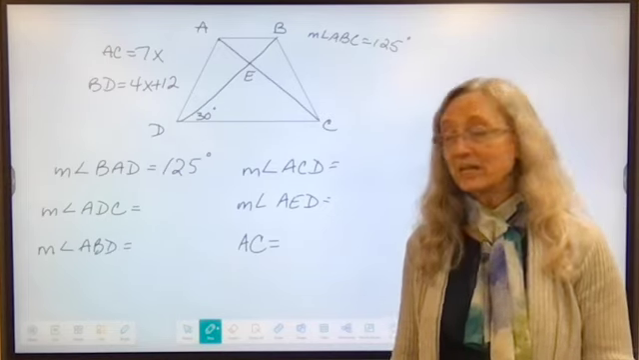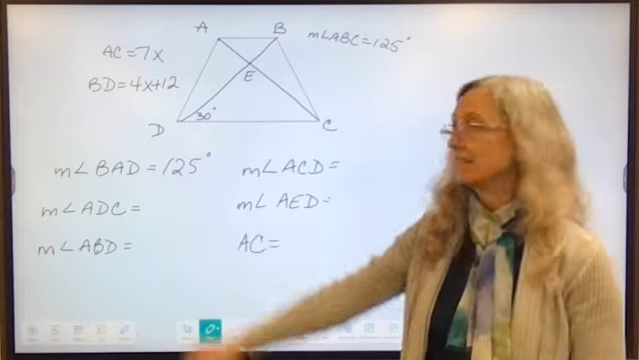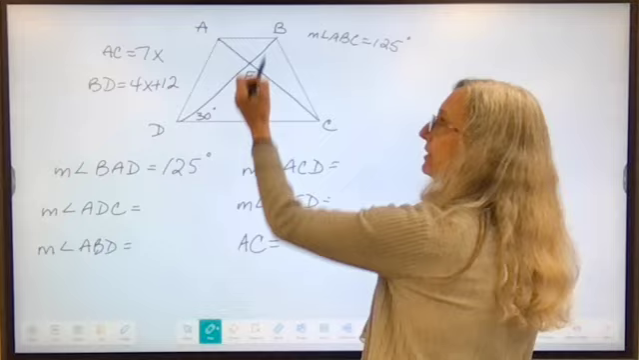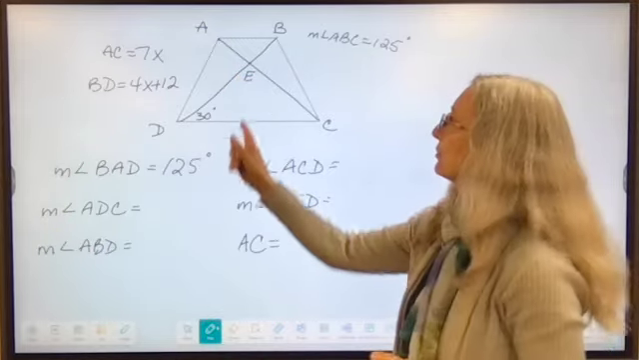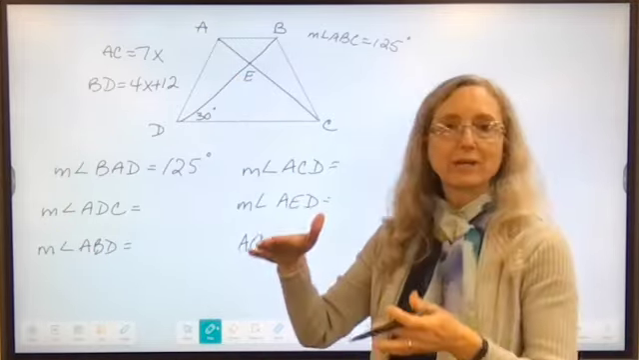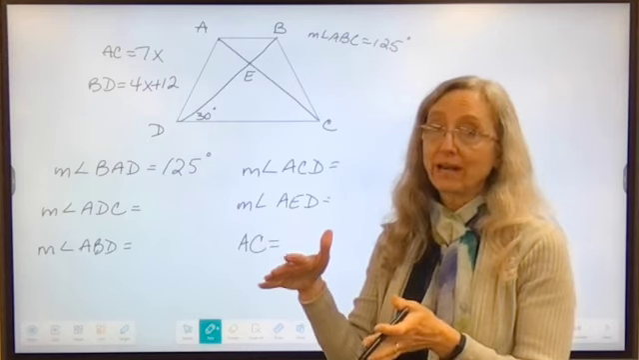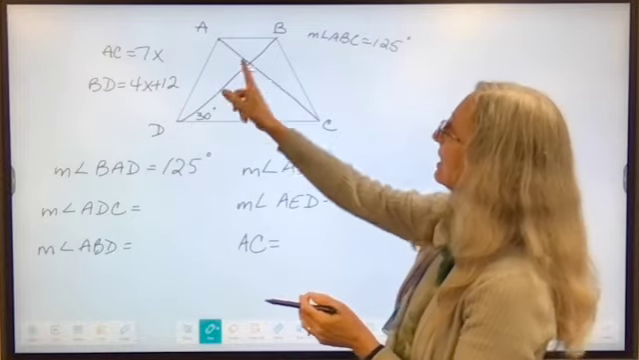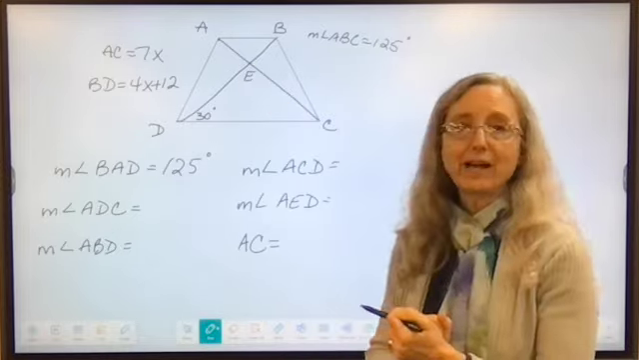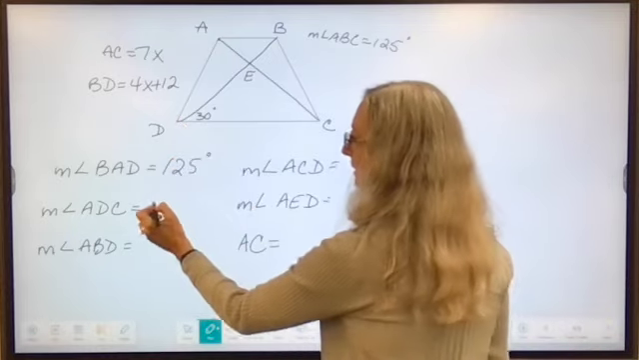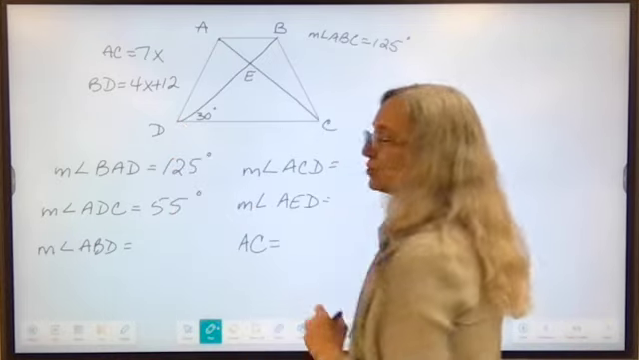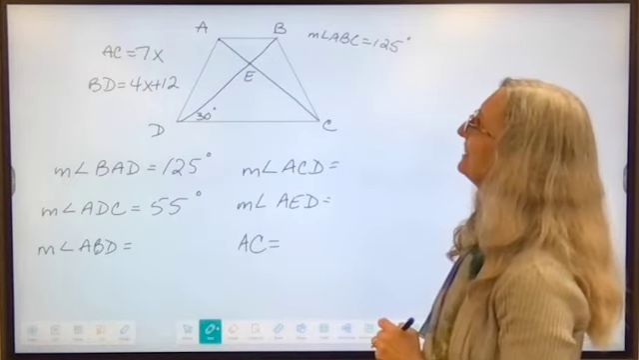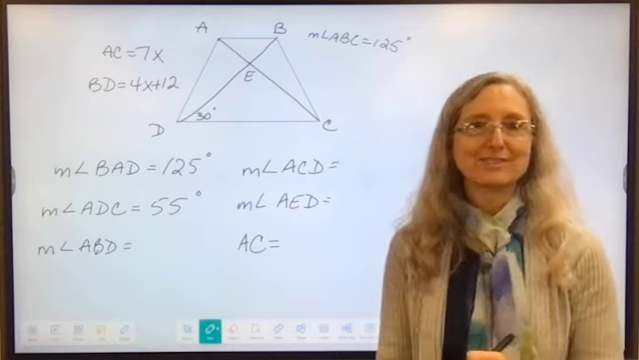Next, I want to find the measure of angle ADC. So ADC is here. Remember, these two lines are parallel, so these two angles would act like same side interior angles and would have to be supplementary. They'd have to add up to 180. Since this angle is 125, then this angle has to be 55 degrees so that they would be supplementary and add up to 180 degrees, which is lovely.